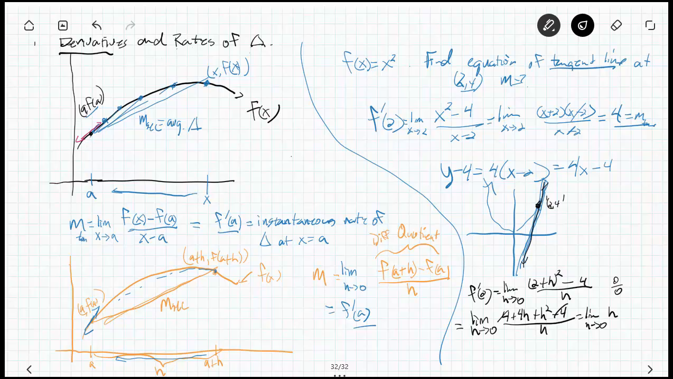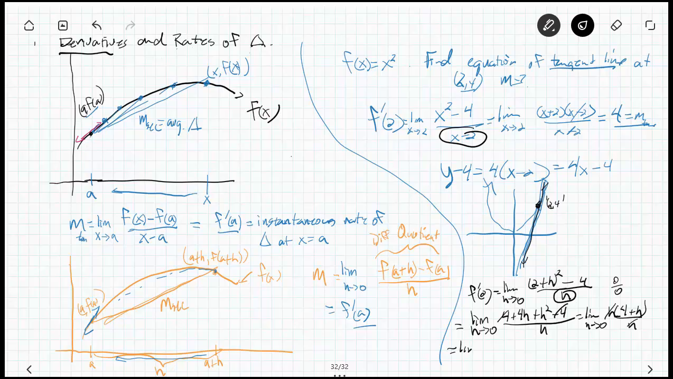Now the whole point, just like the point up here of doing algebra was to get rid of the x minus 2, the point down here is to get rid of the h. I need to make that h in the denominator vanish. So I get h times 4 plus h over h, and hallelujah, those h's cancel.